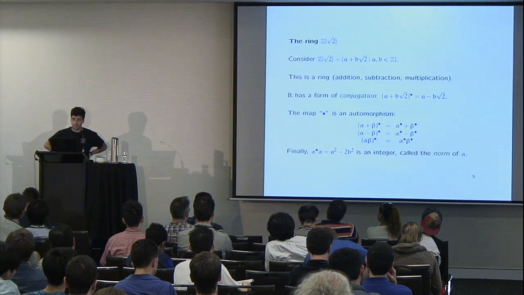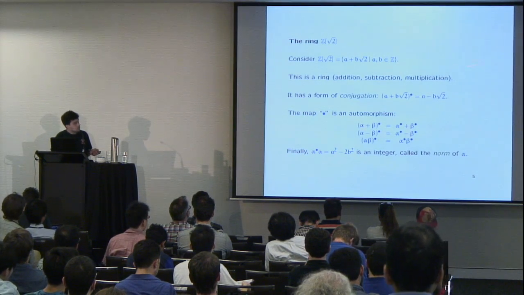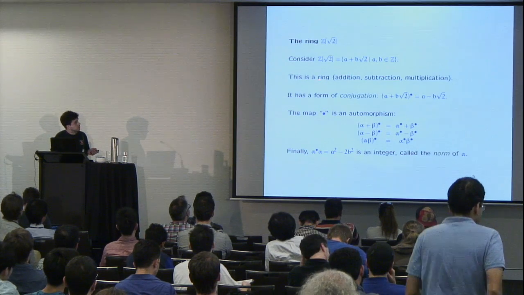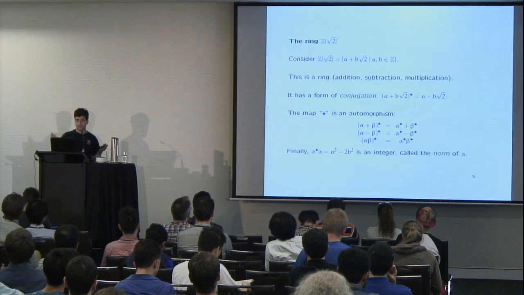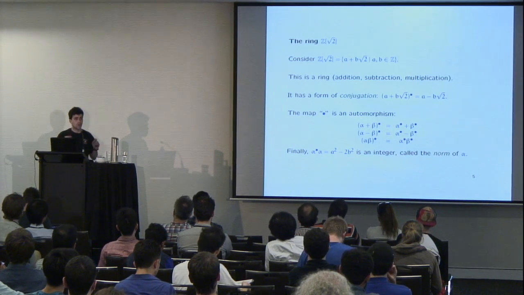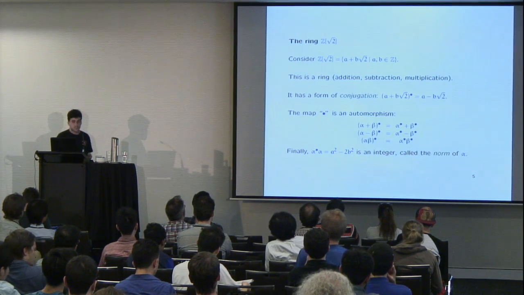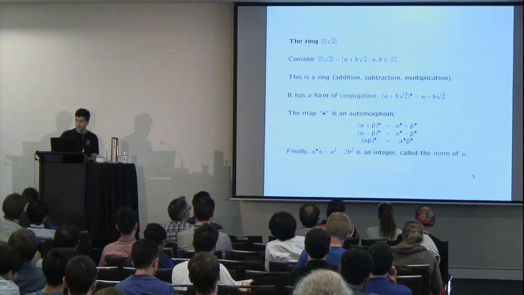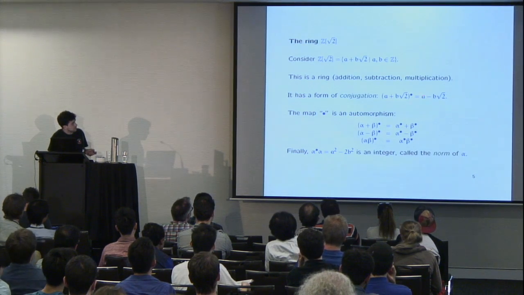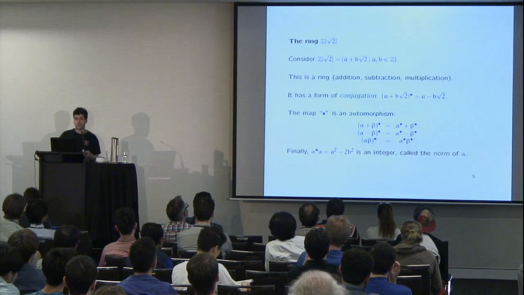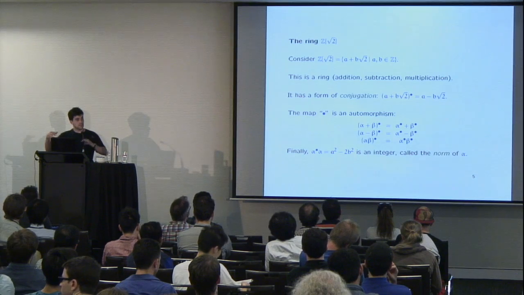We're going to be interested in a ring, Z adjoin root 2. It's the collection of elements of the form a plus b root 2, where both a and b are integers. This collection forms a ring in the sense that you can do all the usual ring theoretic operations on these elements. What's particularly interesting for us is that the ring comes equipped with an automorphism that we call the bullet here, which acts a little bit like complex conjugation in the sense that it maps the element a plus b root 2 to the element a minus b root 2.